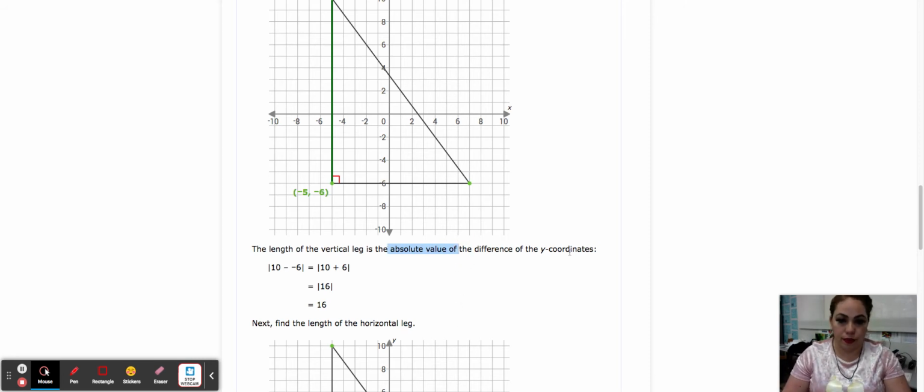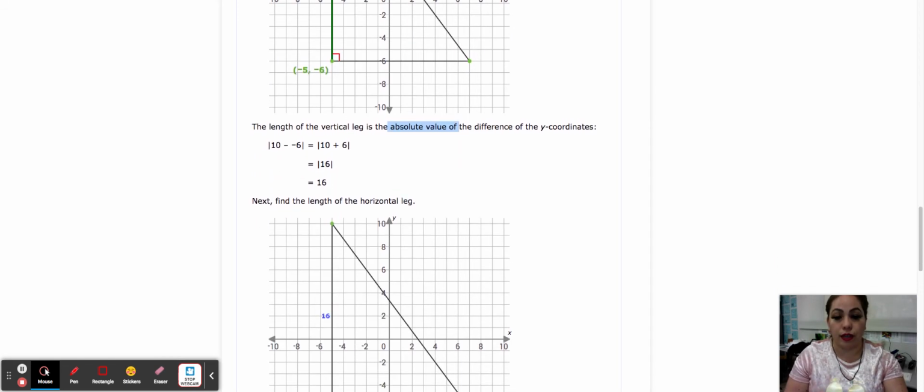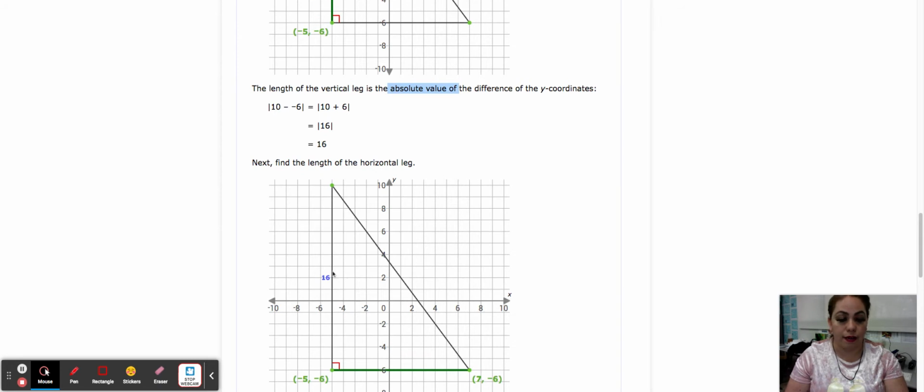of the y coordinates. So the y is the second number. So on the first one it is 10, and on the second one it is -6. So we're going to go 10 minus -6. Remember, two negatives become a positive, so that means 10 plus 6, and 16. The absolute value is always going to be a positive. So after these two lines, if you have a -16, it's going to be positive 16 because it's an absolute value. So that's our first one. That's how we know 16.